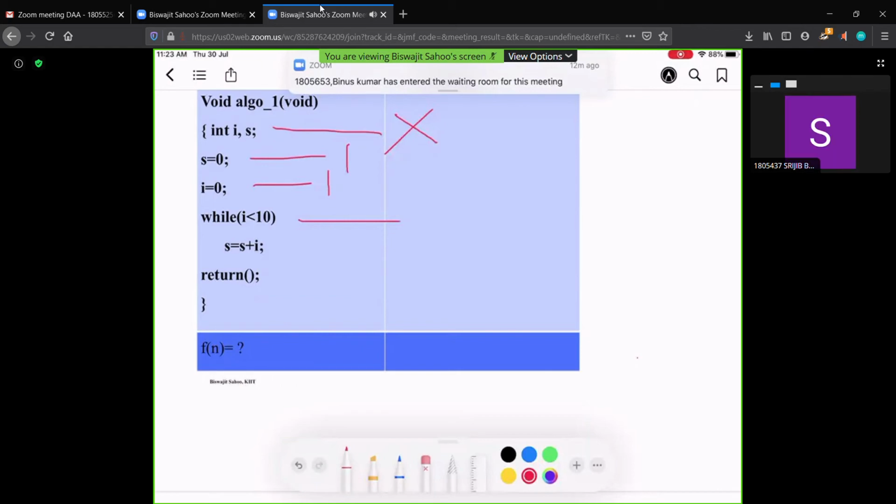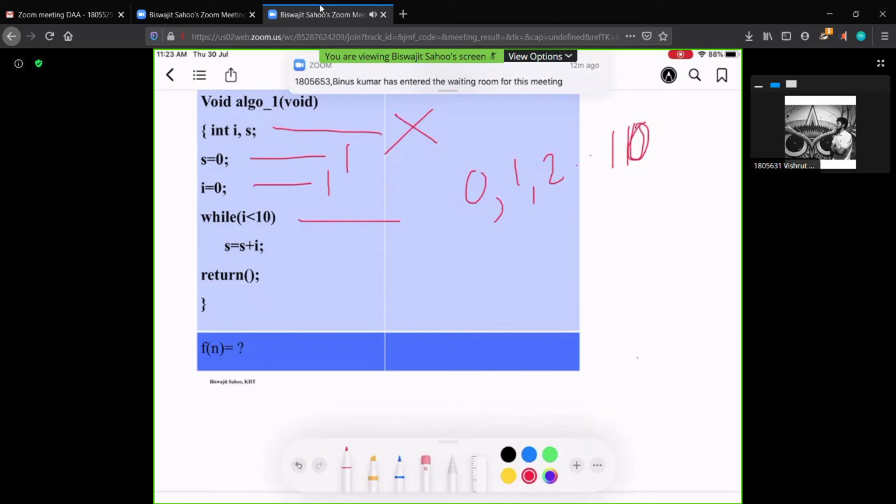11 times. Remember this, 11. The counter starts from 0. Let me also tell everyone, the counter starts from 0. It will be executed for 0, 1, 2, continuing up to, let's say, 10. At 10, will the condition be satisfied or not satisfied?